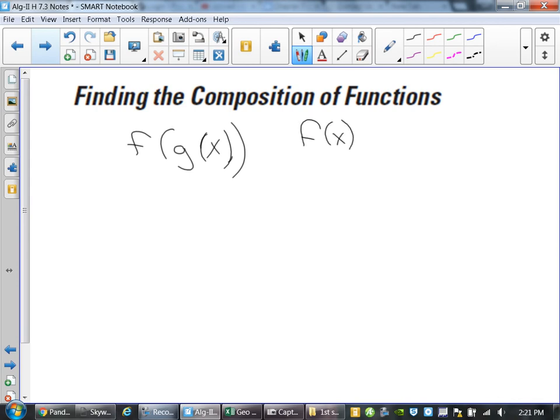f of x is x squared minus 1. g of x is 2x. And I want to do the composition f of g of x. Can we find g separately from x? So g of x equals 2x. Good. Right? Yes.